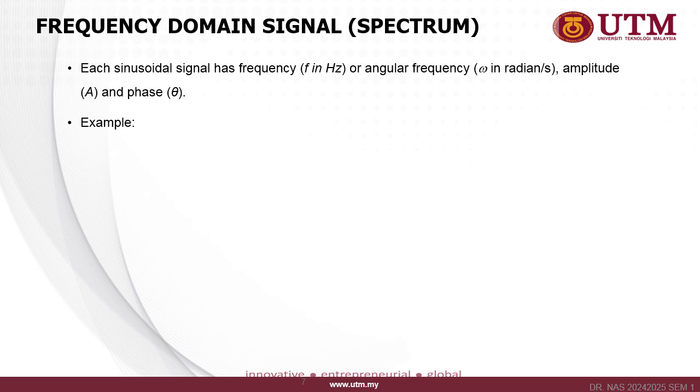Okay, a sine or cosine signal can also be represented in frequency domain, also called a spectrum. Spectrum means the signal in time domain being plotted in frequency domain. The frequency domain can be either in hertz, f, or in omega, radian per second. So you need to be consistent: if you use f in the equation, make sure you use f in the graph as well.